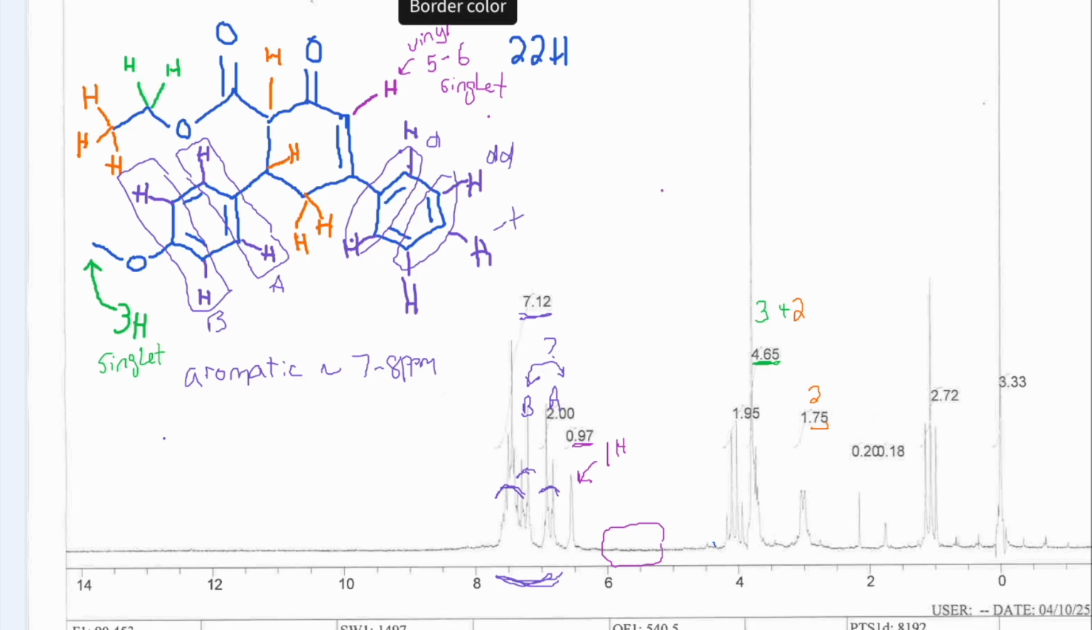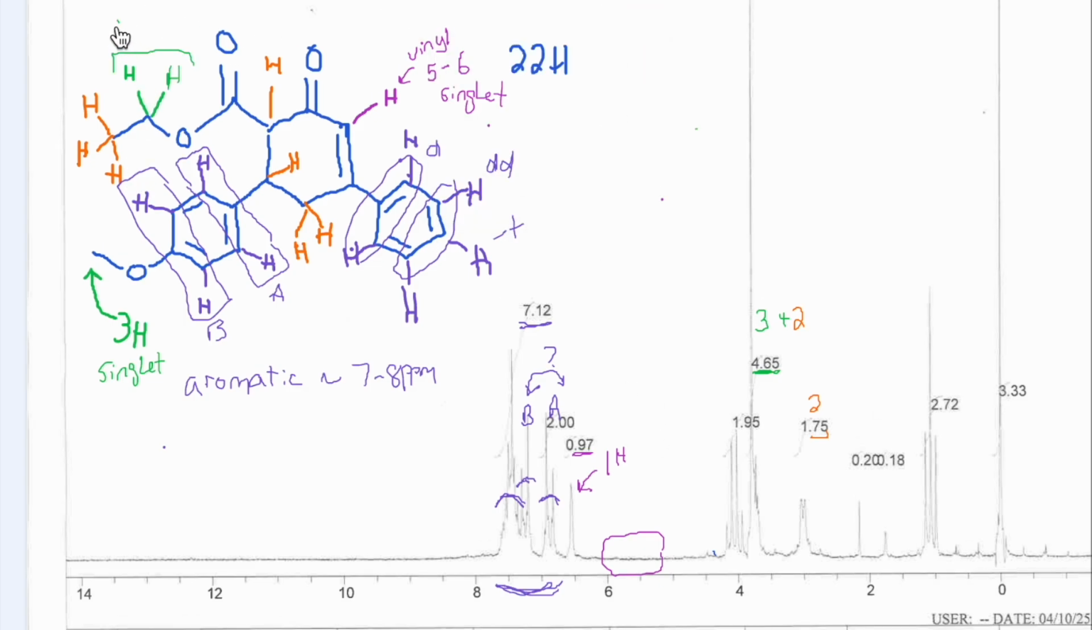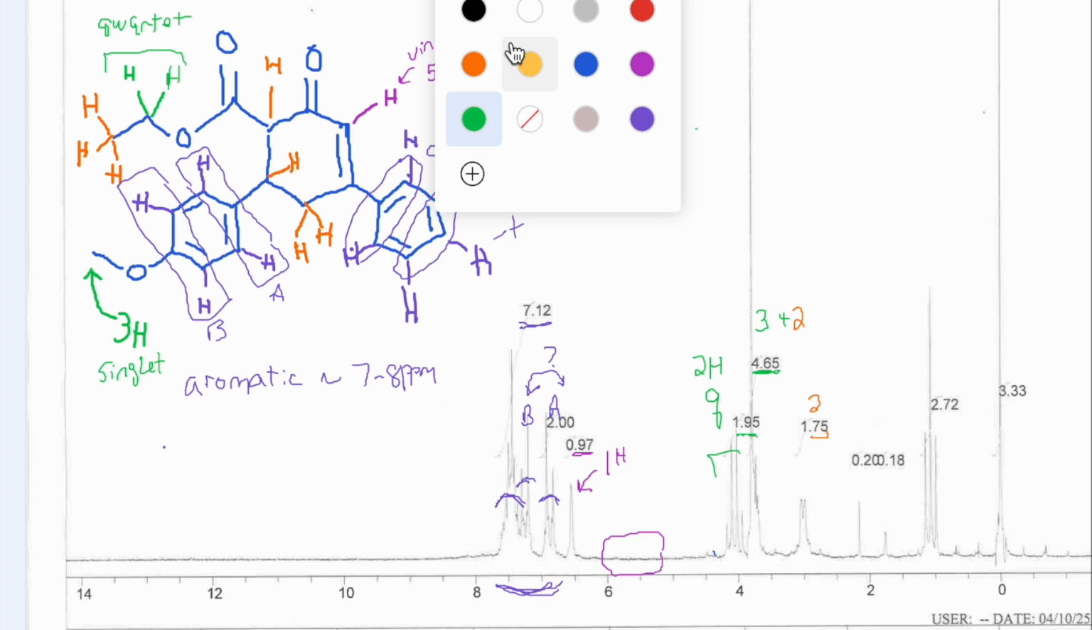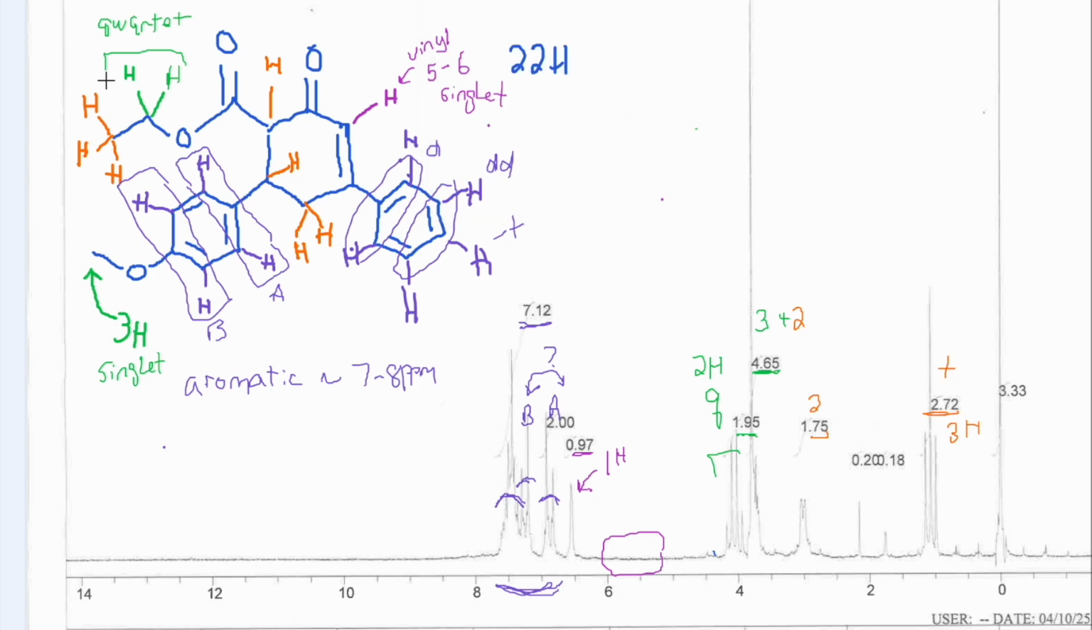These other 2 hydrogens, they have 3 neighbors, so they should be a quartet. All right, not very easy to write, but it should be a quartet. That's what we see over here. I'm just going to put a Q. It integrates for about 2, so we have a quartet worth 2. We have a triplet worth 3 down here. So that would be these 3 over here with the 2 neighbors should be a triplet.